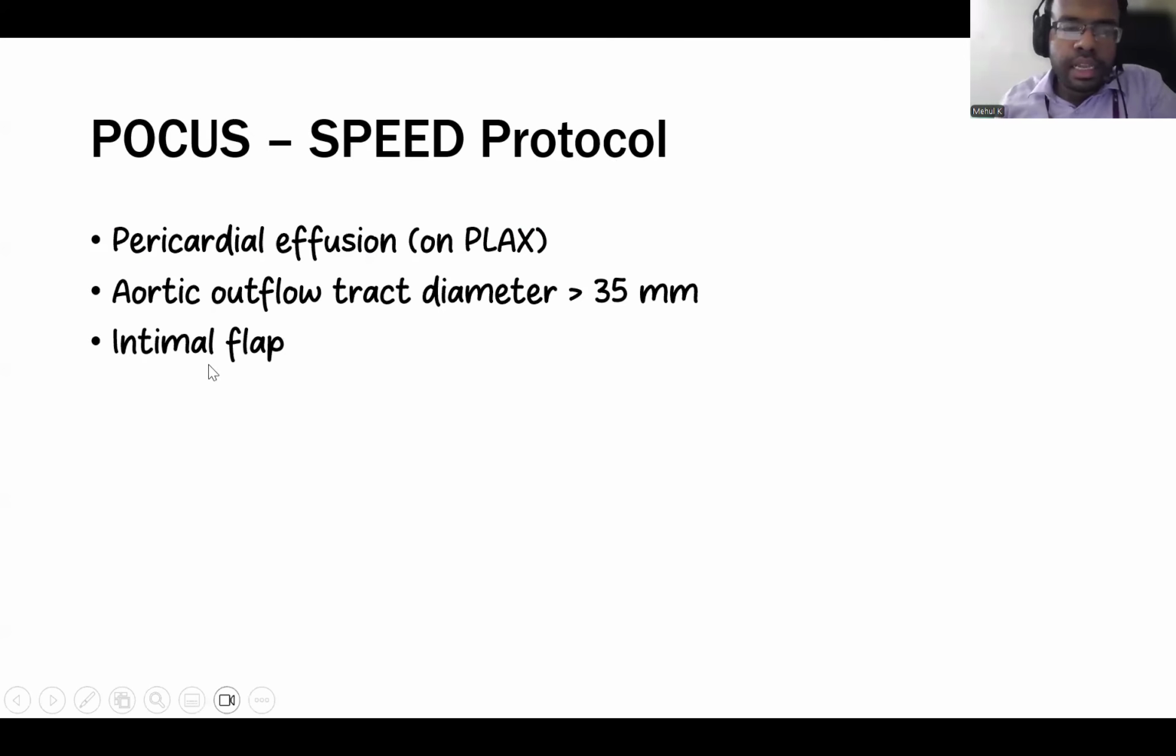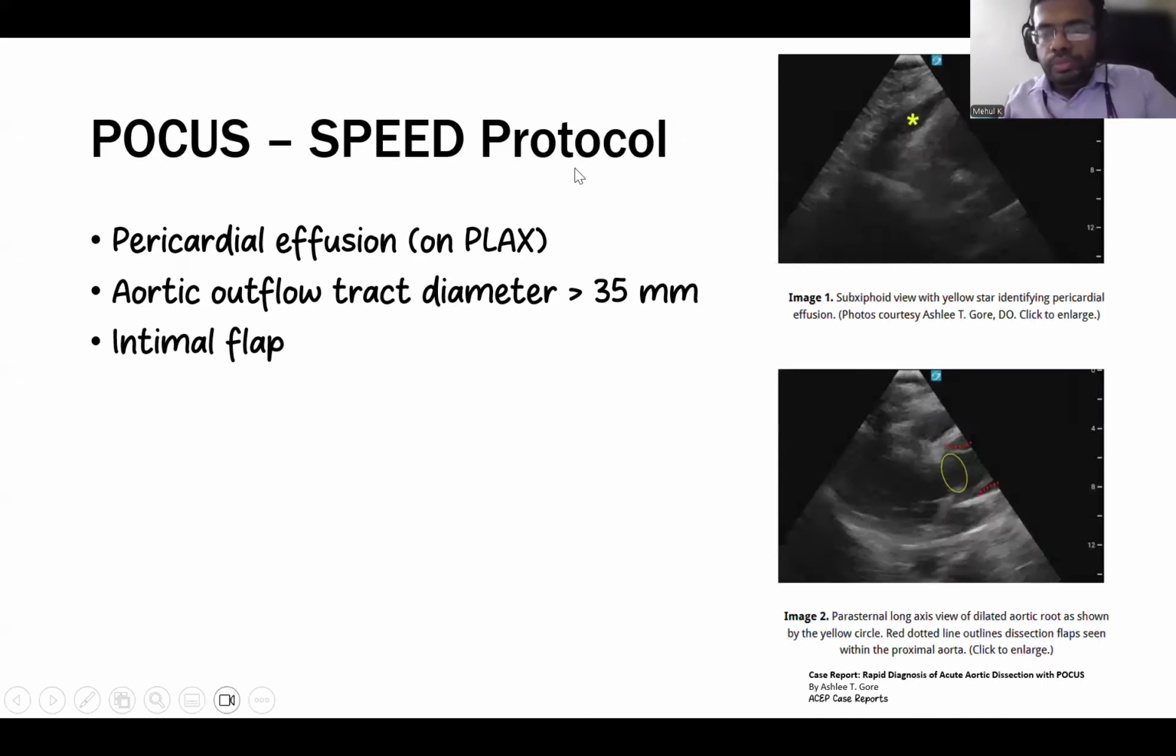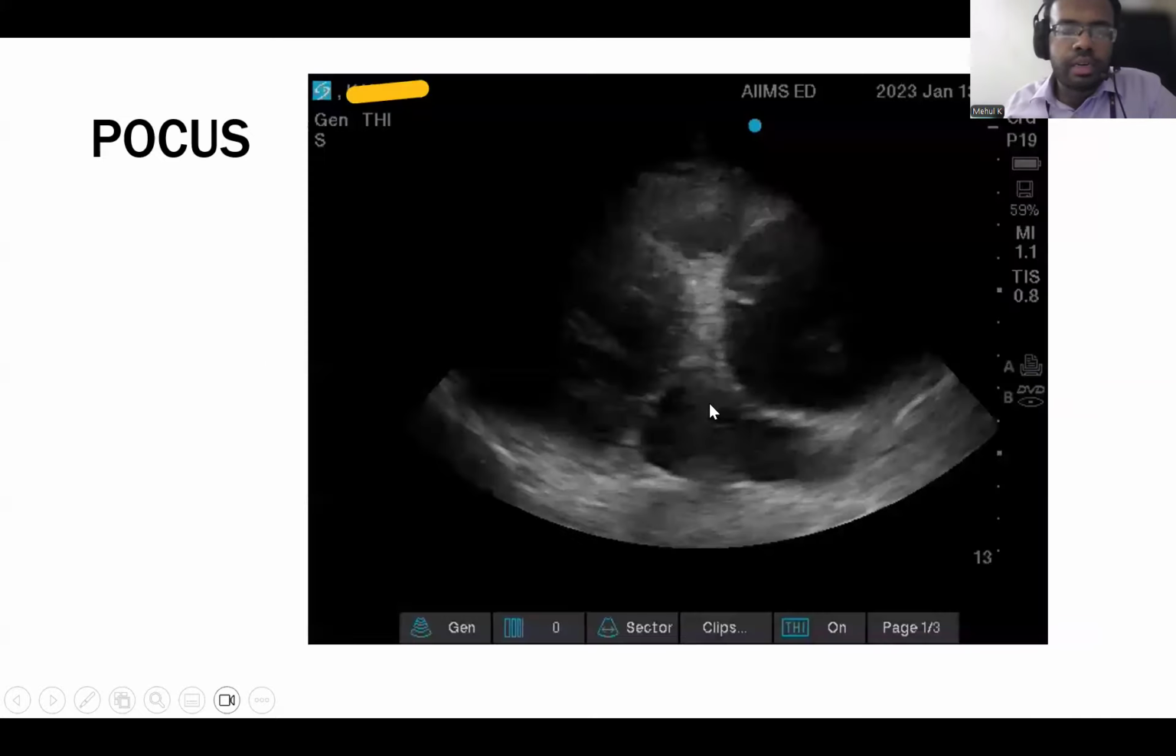And the most specific thing here is an intimal flap. Anytime you see an intimal flap within the aorta, that is always abnormal. That is a dissection. So these are some images of the same. In the upper image, you can see a pericardial effusion associated with an aortic dissection, and sometimes you can see some clots in the effusion as well, because this is basically blood accumulating when you have an effusion associated with an aortic dissection. And below you can see a dilated aortic outflow tract diameter, as well as intimal flaps. So this was a case of aortic dissection that you can easily diagnose on point of care ultrasound.